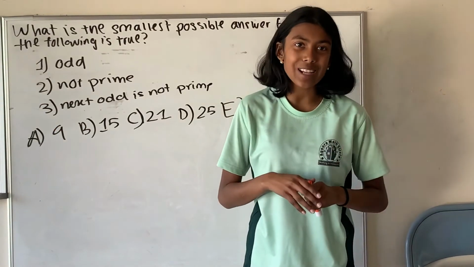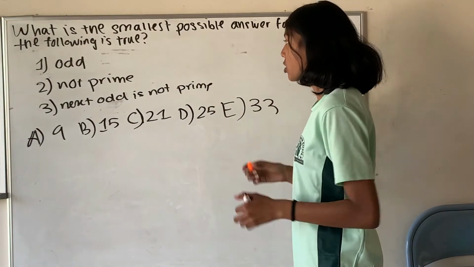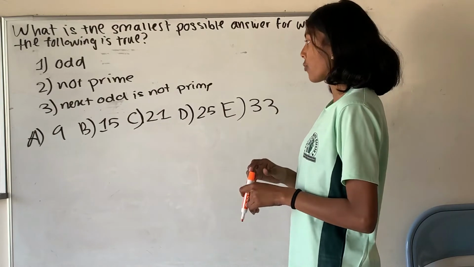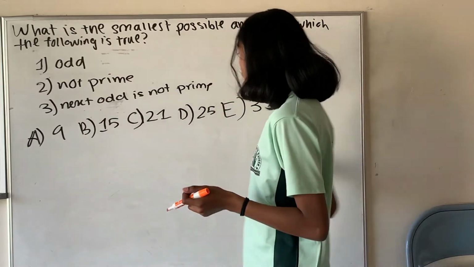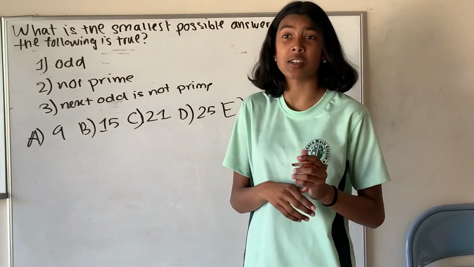And now for the last problem of today. What is the smallest possible answer for which the following is true? 1, it's odd. 2, it's not prime. And 3, the next odd after it is not prime. So let's start off with number 1. These are all odd. Yep, they're all odd. None of them end in 0, 2, 4, 6, or 8.